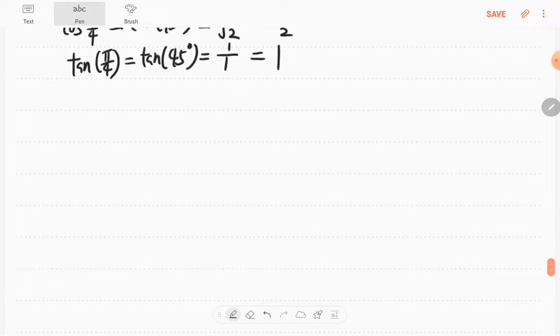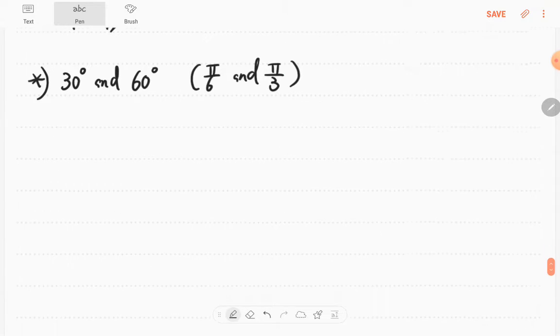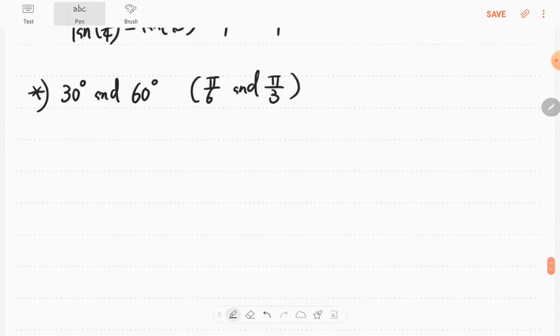Okay, so now let's look at another one, which is the 30 degrees and 60 degrees, or pi over 6 and pi over 3. Okay, so let's draw an equilateral triangle.